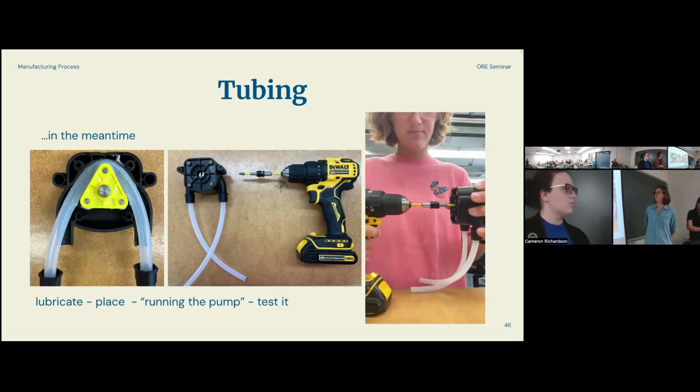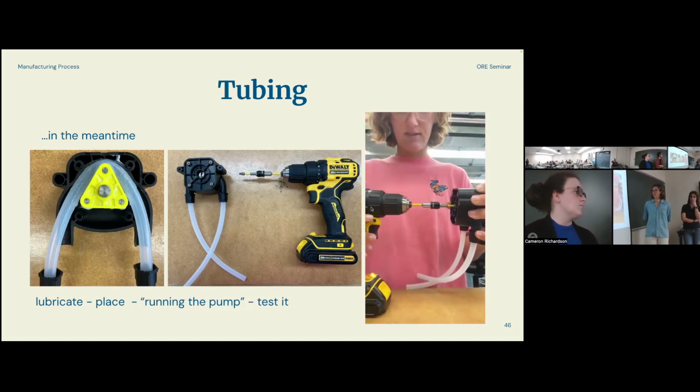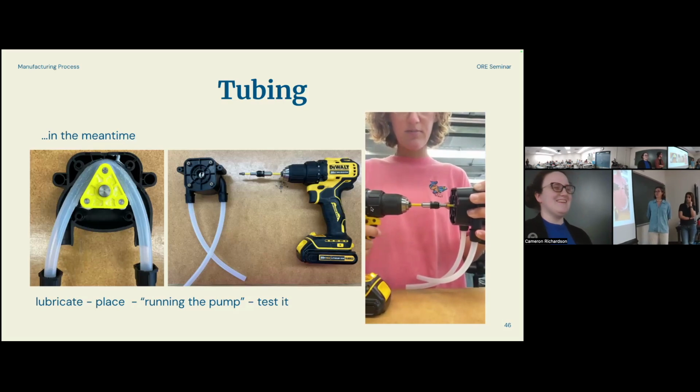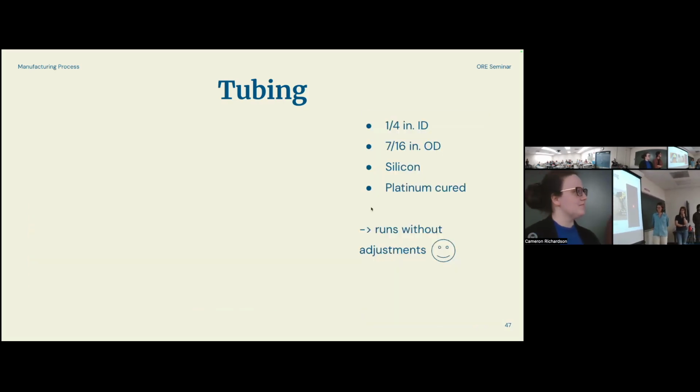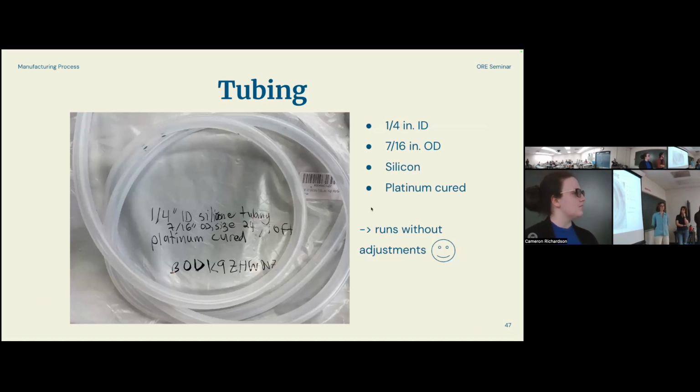runs better, because before that we had issues where we were kind of not freaking out, but getting a little nervous because the tubing was not working. But with all these steps, it worked. But once our tubing came in that our collaborators provided to us, or gave us the specifics for, we learned that it runs without any adjustments.